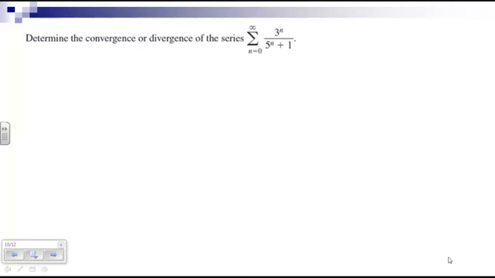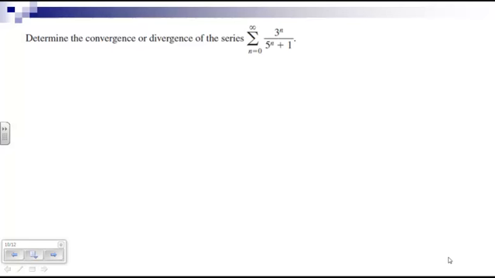Okay, so here's us finishing up section 9.4 with a topic called intervals of convergence, with new tests called the direct comparison test and the ratio test. So let's see if we can apply the ratio test to this problem. I would like to know the convergence or divergence for this particular problem.